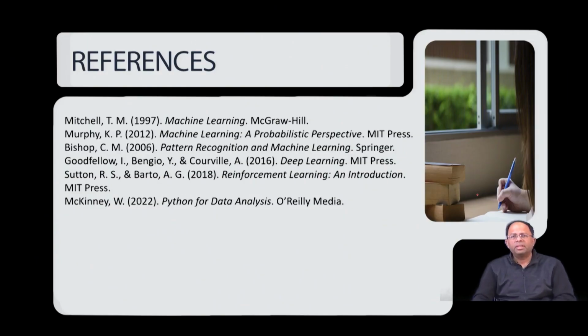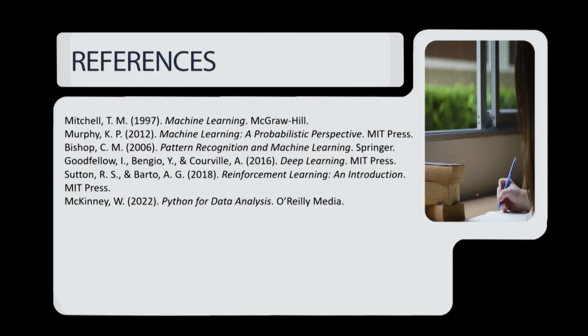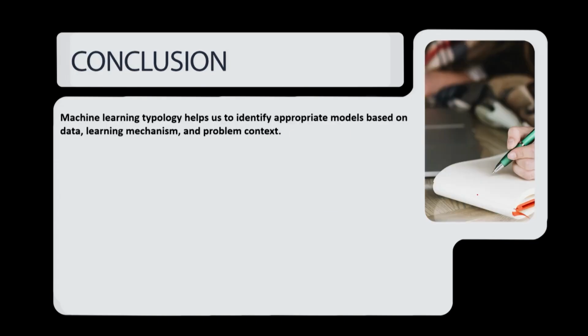So these are some of the references that we are going to utilize. To conclude, machine learning typology helps us to identify appropriate models based on data, learning mechanisms, and problem context.